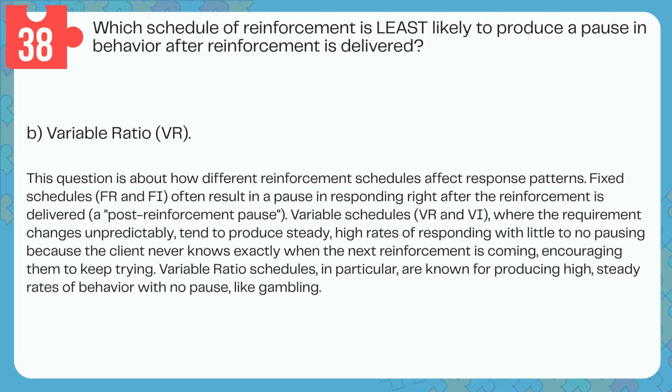This question is about how different reinforcement schedules affect response patterns. Fixed schedules, FR and FI, often result in a pause in responding right after the reinforcement is delivered, a post-reinforcement pause. Variable schedules, VR and VI, where the requirement changes unpredictably, tend to produce steady, high rates of responding with little to no pausing, because the client never knows exactly when the next reinforcement is coming, encouraging them to keep trying. Variable ratio schedules, in particular, are known for producing high, steady rates of behavior with no pause, like gambling.